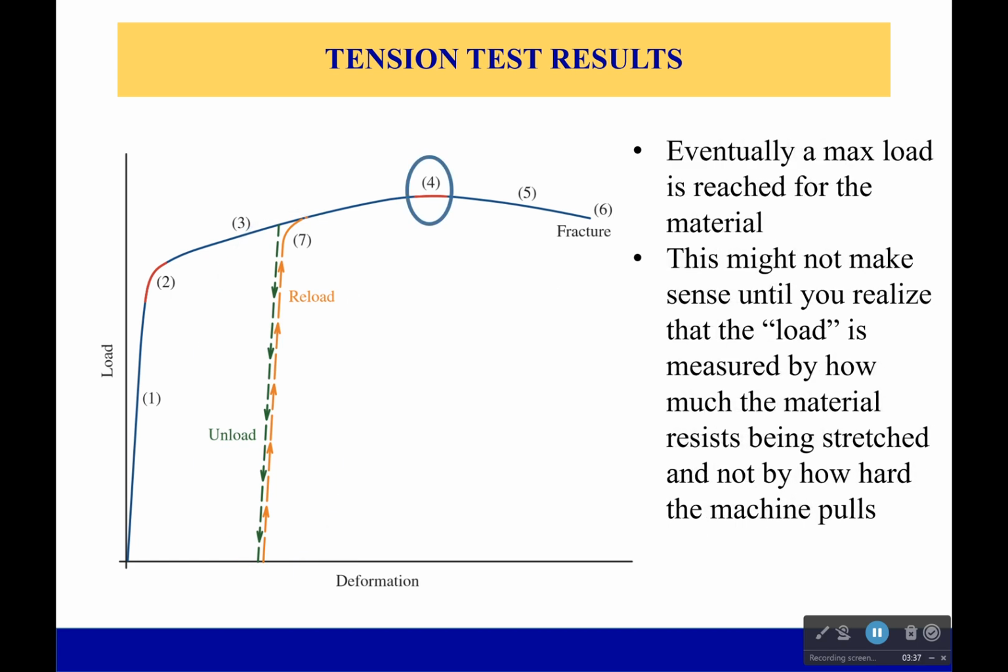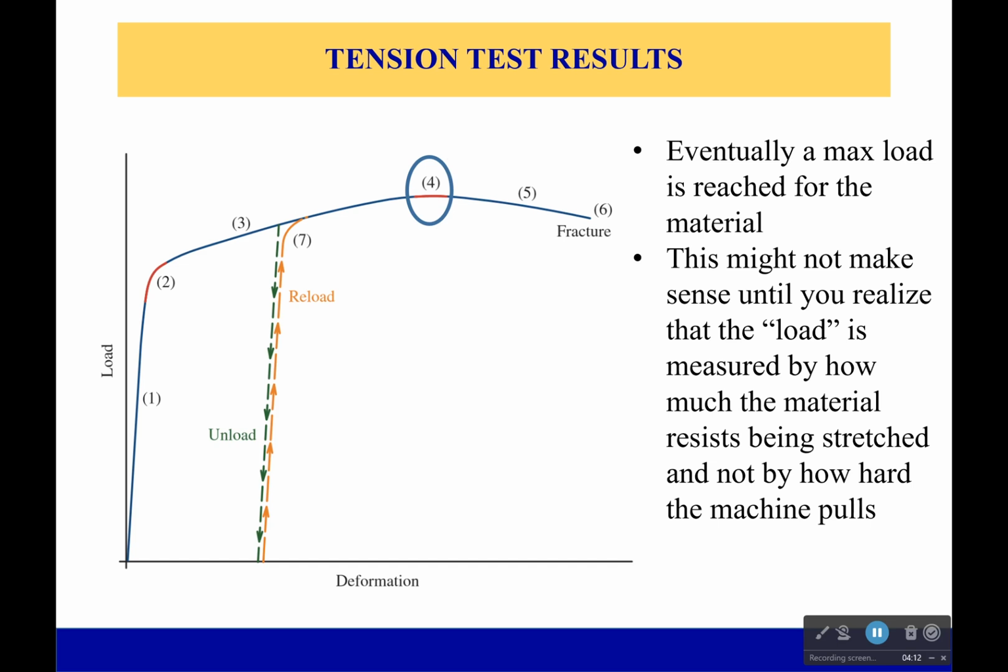Okay, now eventually a max load is reached for the material. Now, this might not make sense to you because you're like, well, then if the load is decreasing, why is there still deformation? However, load is measured by how much the material resists being stretched and not by how hard the machine pulls. So technically, yes, your load is increasing beyond this point, but overall, how much the machine actually feels that the material is resisting it is decreasing.